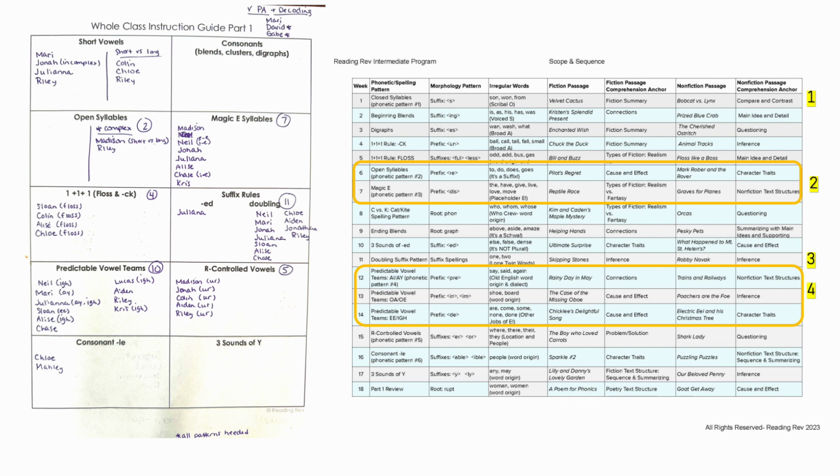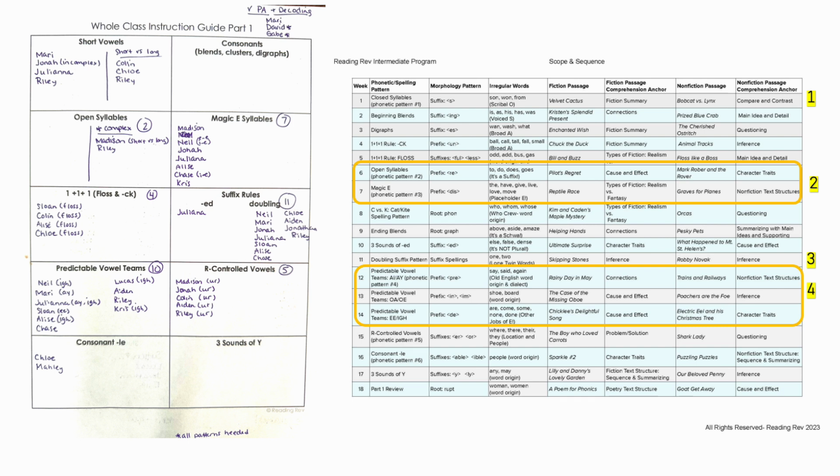I also had a handful of students that missed some of the magic E syllables. It didn't seem like they missed all of the magic E, but they just were having some long versus short vowel confusion. So I want to make sure that I spend a week talking about those 2 patterns of long vowels.